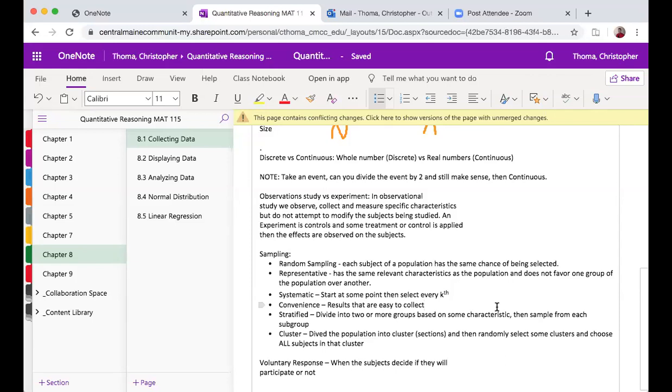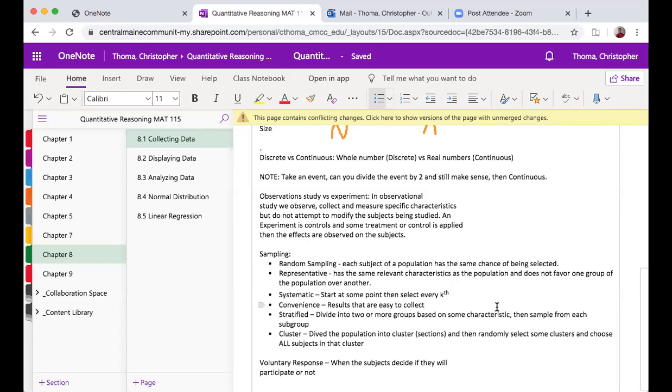Convenience is typically what most data is. Convenience means the results are easy to collect. Grabbing numbers that are reported to the CDC, all that is kind of convenience. They didn't do any type of sampling. They're just basically collecting data any way they can, and that's considered a convenience sample.